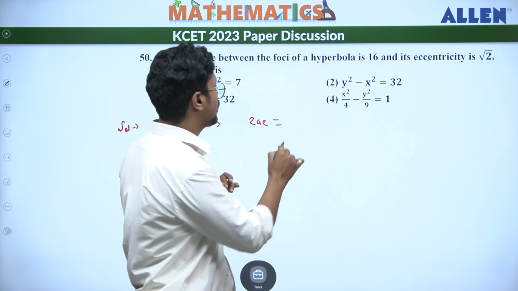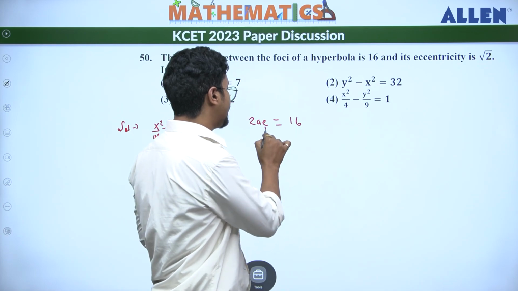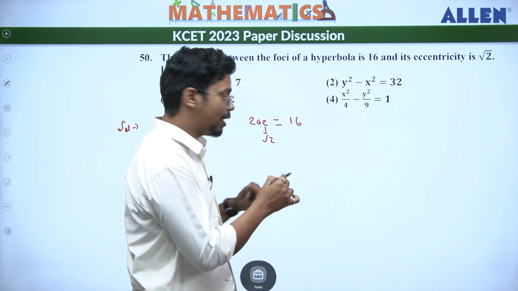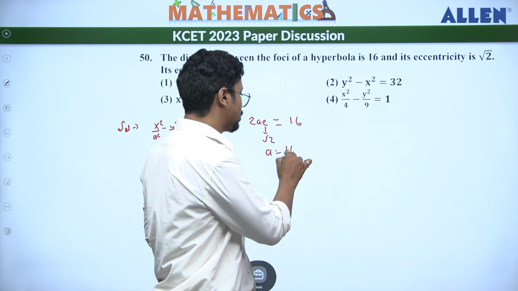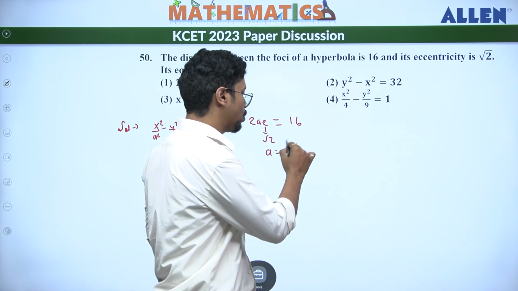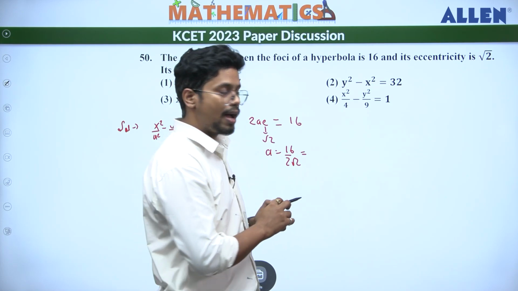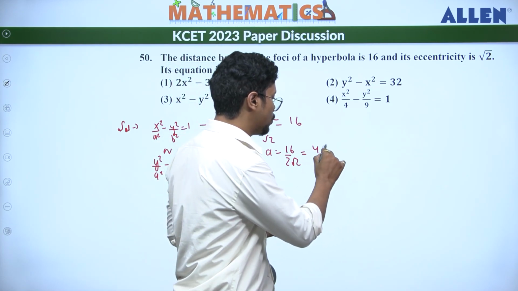And that value is given out to be 16. And eccentricity value is given out to be √2. So from here what you will get? 2a√2 is equal to 16. So a is equal to 16 by 2√2, which is equal to how much? 8 by √2. And 8 by √2 can be written as 4√2.